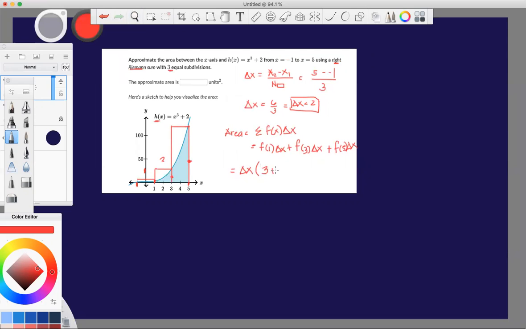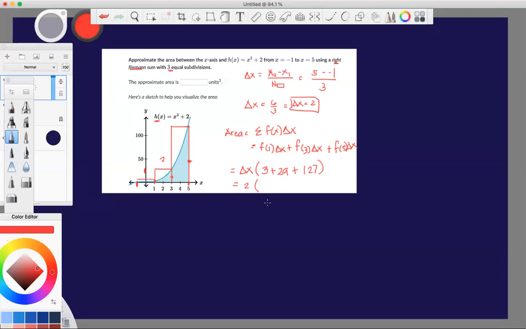Plus, what's going to be f of 3? That's going to be 29. Plus, how about for f of 5? 127. Your delta x again is just going to be 2 multiplied by 3 plus 29 plus 127.